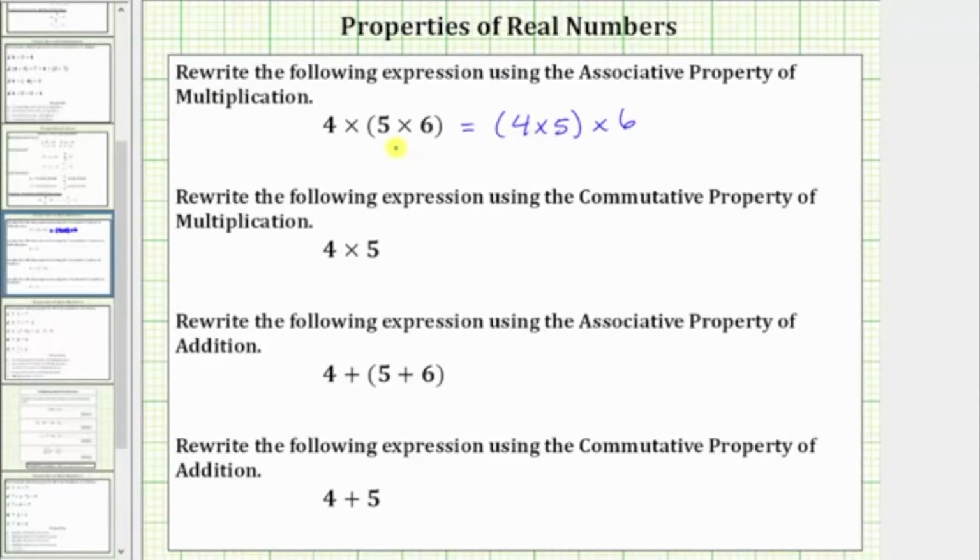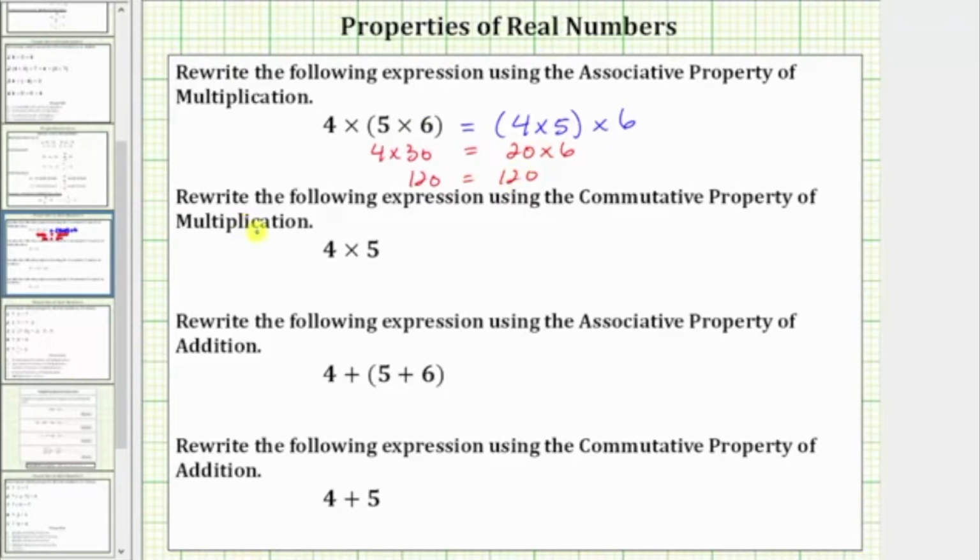To verify this property is true, let's simplify both sides following the order of operations. We simplify inside the parentheses first. On the left, 5 times 6 is 30. The left side simplifies to 4 times 30. On the right, we simplify 4 times 5 first, which is 20. The right side simplifies to 20 times 6. 4 times 30 equals 120, and so does 20 times 6.